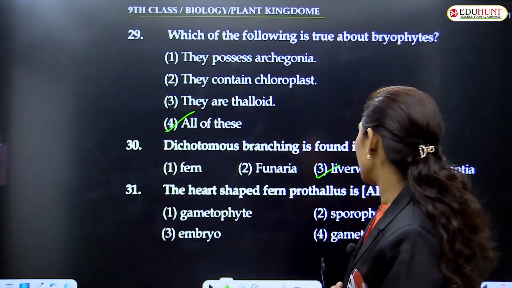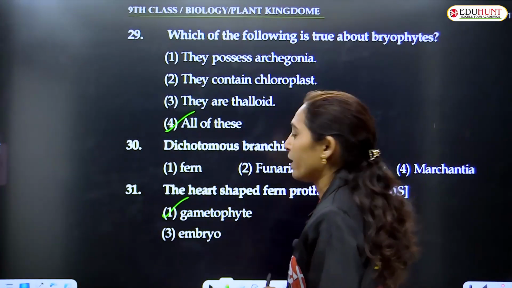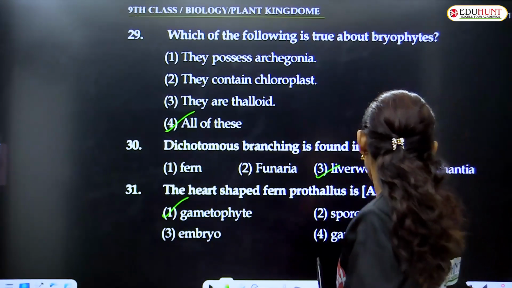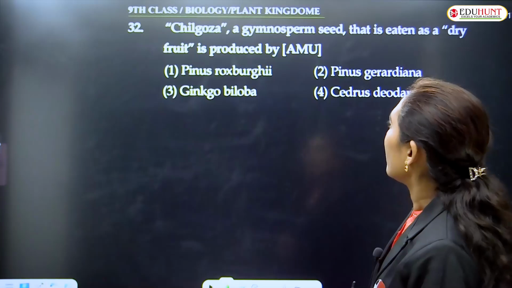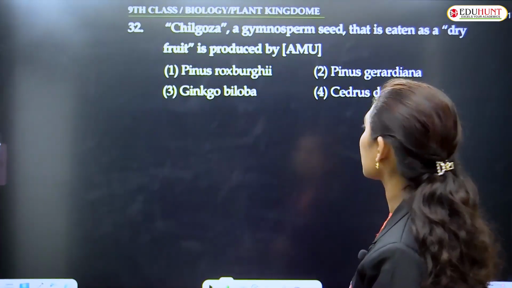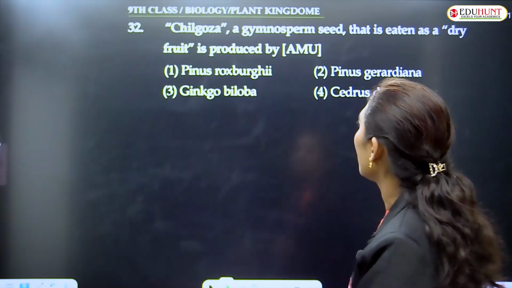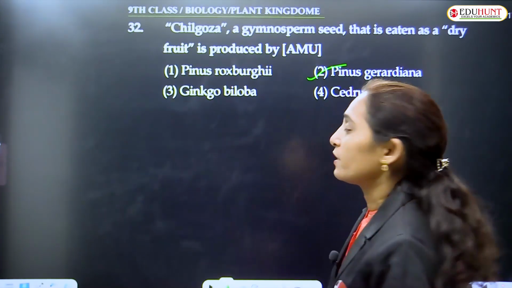The heart-shaped fern prothallus is a gametophyte. Prothallus is a gametophyte. Chilgoza, a gymnosperm seed that is eaten as a dry fruit, is produced by Pinus gerardiana.